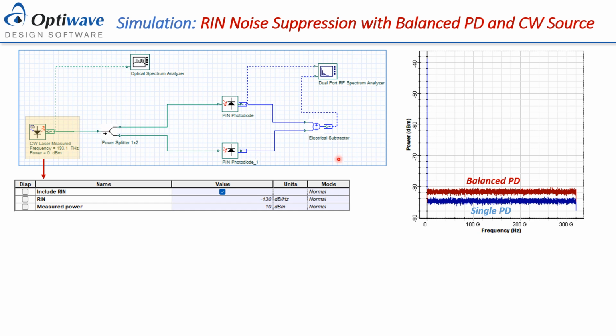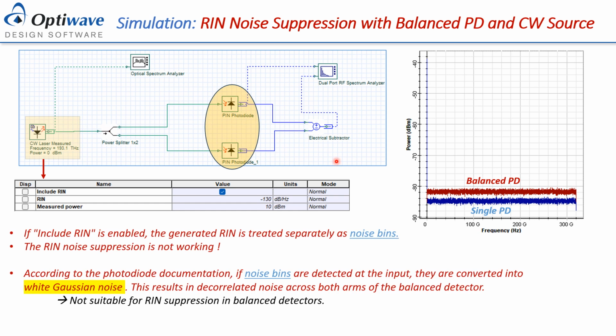And there is a reason for this. This is due to the fact that the PIN photodiodes under default settings have a particular property as per the documentation. The documentation states that if noise bins are detected at the input, they are converted into white Gaussian noise, which means that the arms after photodetection have noise terms that are decorrelated. And this does not help when we are attempting to perform RIN suppression, where we would like the noise to remain correlated after photodetection.